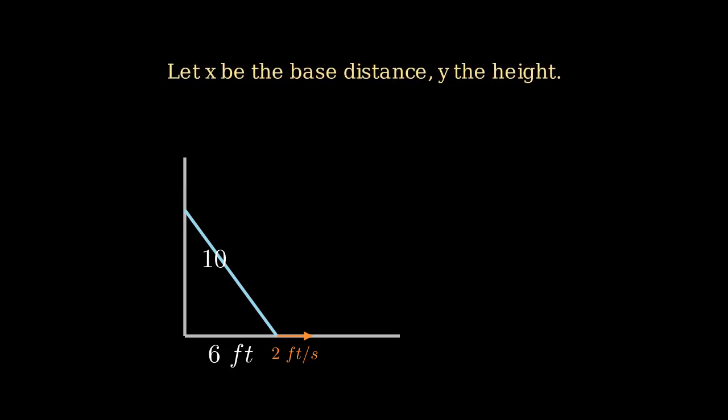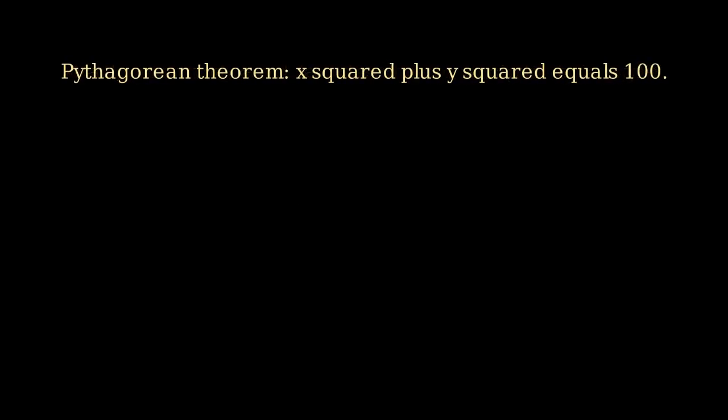Let x be the distance from the wall to the bottom of the ladder, and let y be the height of the top of the ladder up the wall. Since the ladder has a fixed length of 10 feet, the wall, the ground, and the ladder form a right triangle at every instant. So, by the Pythagorean theorem, x squared plus y squared equals 100.